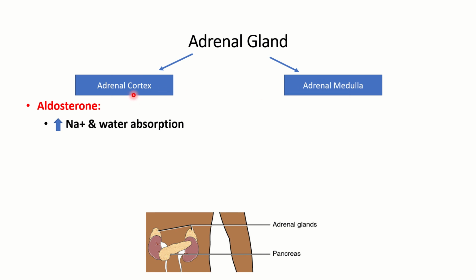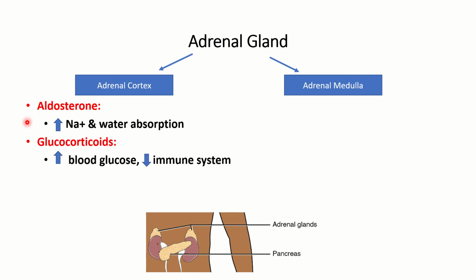The adrenal cortex releases different hormones. One is mineralocorticoid. An example of mineralocorticoid is aldosterone. So if the level of sodium and body water decrease, and blood pressure and blood volume decrease, aldosterone is secreted, and that will increase absorption of sodium and water from the kidney.